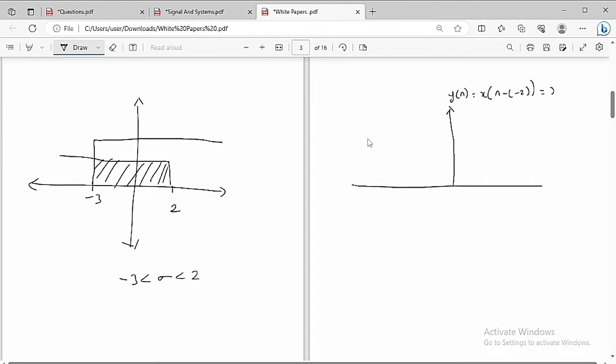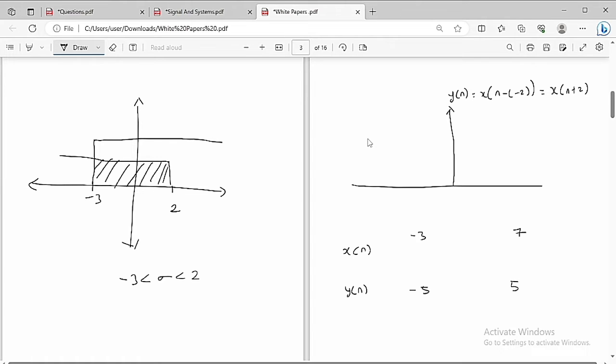It is equal to x of n plus 2. So for x of n, what is the starting value? From minus 3 it goes up to plus 7. Now if you want y of n, we have to add minus 2 for the initial position and the final position. So minus 2 minus 3 is minus 5. Minus 2 plus 7 is 5, right?